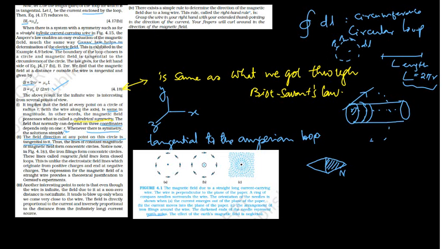Even though the wire is infinite, the field due to it at a non-zero distance is not infinite. So B is never infinite. The field is directly proportional to the current and inversely proportional to the distance from the infinitely long current source. This is important, okay? So you have to remember always that transmission wire I said, right?